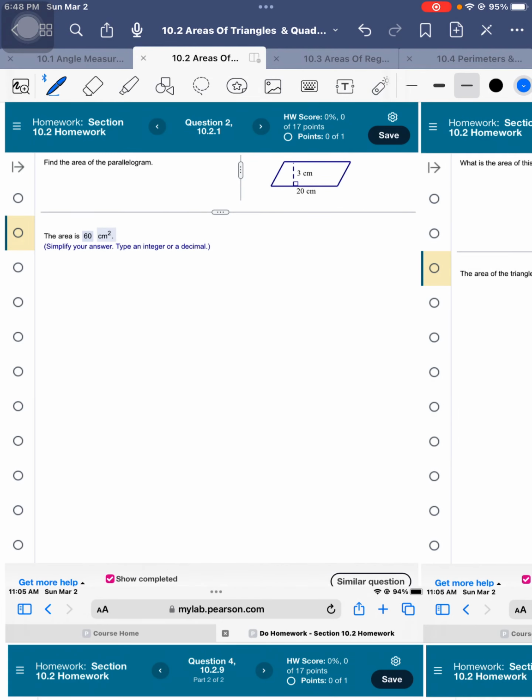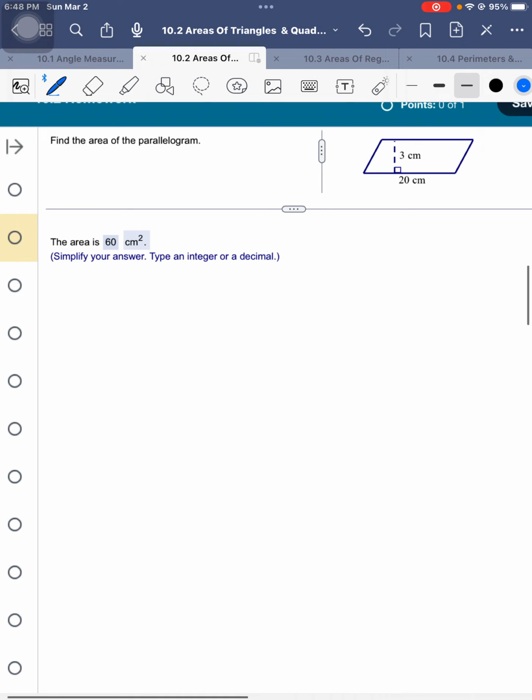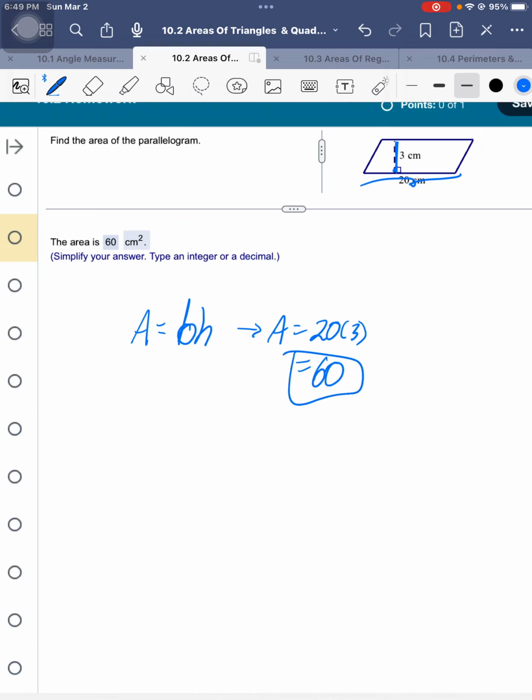All right, so let's start 10.2. Find the area of the parallelogram. Well, we know areas of parallelograms are base times height. What's your base? 20. What's your height? 3. So area is 20 times 3, which is 60. Okay, centimeters squared. Remember to put centimeters squared, not centimeters, because you're finding the area.